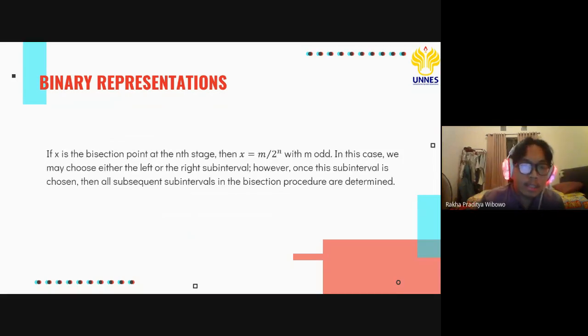Next, if x is the bisection point at the nth stage, then x equals m over 2^n, with m odd. In this case, we may choose either the left or the right subinterval. However, once this subinterval is chosen, all subsequent subintervals in the bisection procedure are determined.